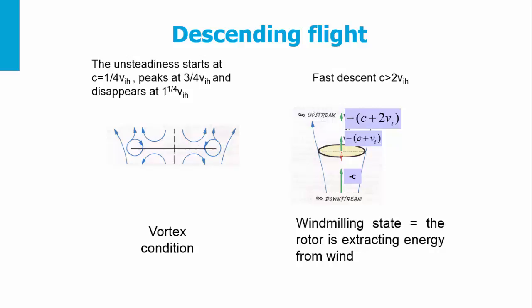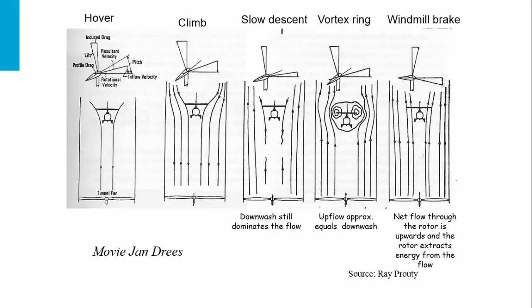If we increase the descending speed c further, higher than twice the induced velocity in hover, it means that we will have the same direction of the flow, and actually the rotor will extract energy from the wind. This is the so-called windmilling state. If you understood this, we can put them all together.